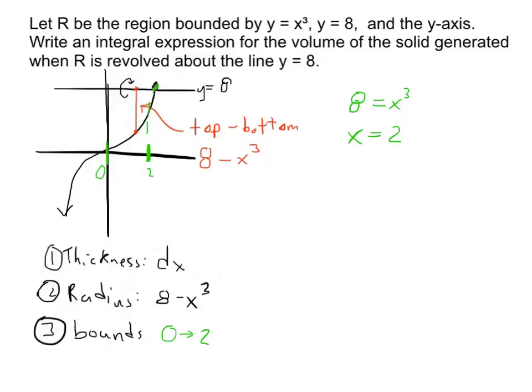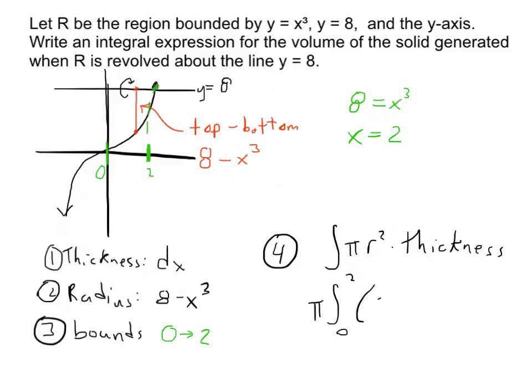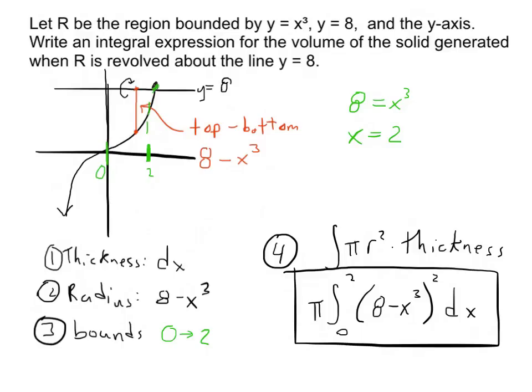Right? And then finally our fourth step is to actually set up the integral. And remember that the setup for the integral is the same for all of these disk method problems. It's the integral of pi r squared times whatever the thickness is. So in our case, we pull out the pi because it's a constant. The integral from 0 to 2 of 8 minus x cubed, that was the radius, squared, times the thickness, which was dx. And that's actually the end of the problem. That's the answer that I was requesting.